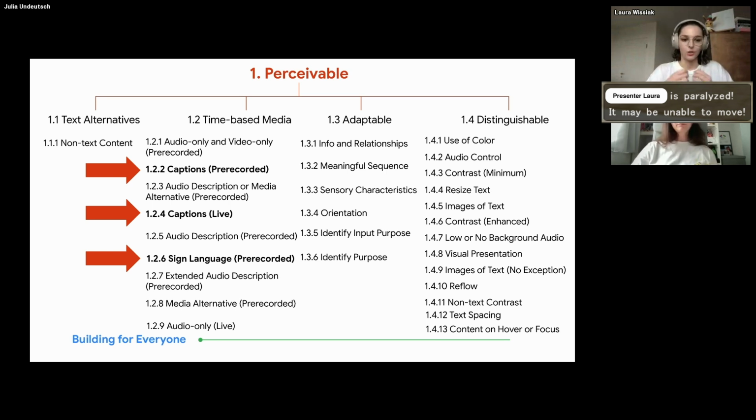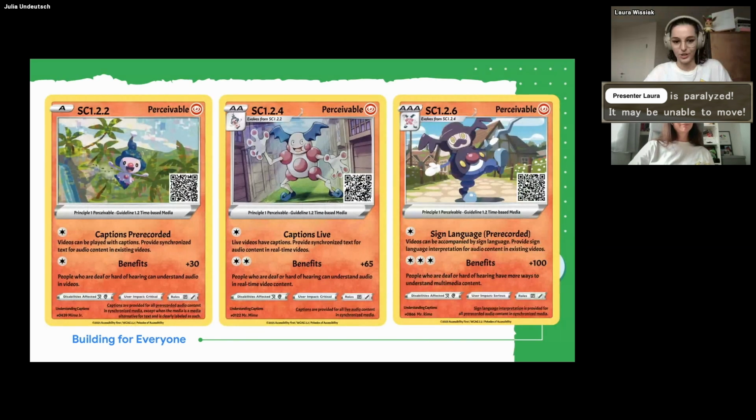So captions and sign language would be the way to go. If we group them together in one, there was Mime Jr. and Mr. Mime, for example. Special one here, it's the Galarian form, if I remember correctly, of Mr. Rime, because it is kind of in the same family but not exactly the same Pokemon. Sorry, newest versions, and a heavy fan of Mr. Rime.